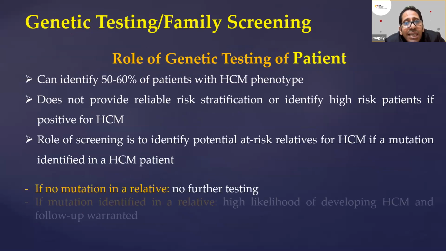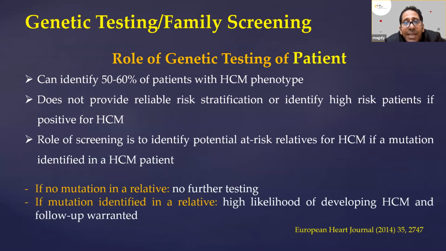Do we need genetic testing in every patient? Family screening and the role of genetic testing in those patients is important because it can identify 50 to 60% of patients with hypertrophic cardiomyopathy phenotypes, as we have different genetic mutations responsible for the disease. It does not provide reliable risk stratification or identify high-risk patients for HCM. However, the role of screening is to identify potentially at-risk relatives of hypertrophic cardiomyopathy patients.